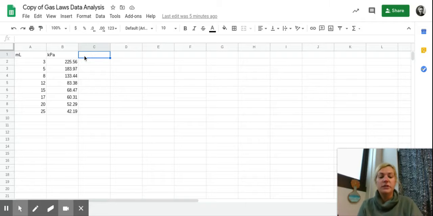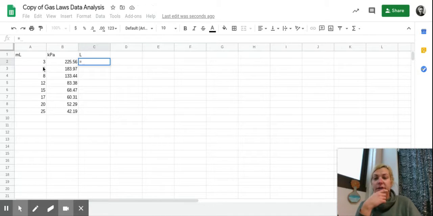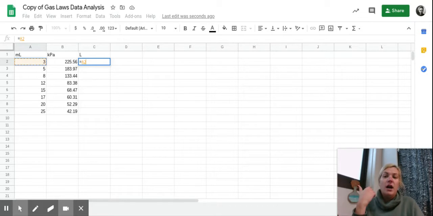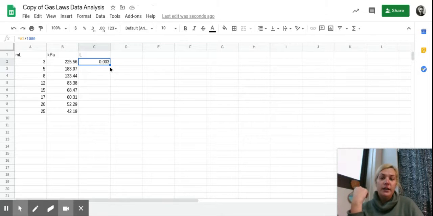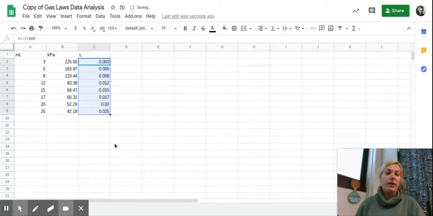So the first thing I'm going to do is title this liters, and I'm going to tell Google Sheets exactly what I want it to do. I'm going to say, I want this number, and since we're going to liters, we have to divide by 1,000. I want this number divided by 1,000. Okay. And then it gives me my answer, right? But instead of doing that for each column, I can just click here, hold this little box, and drag down. And it does the math for everybody in that column.